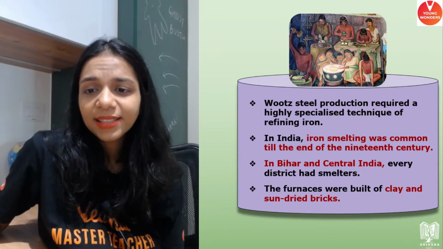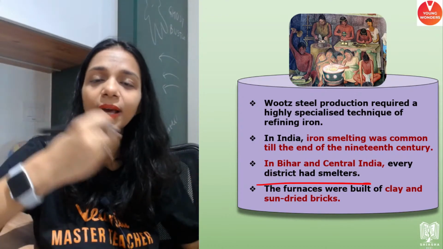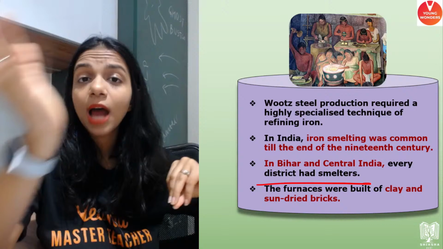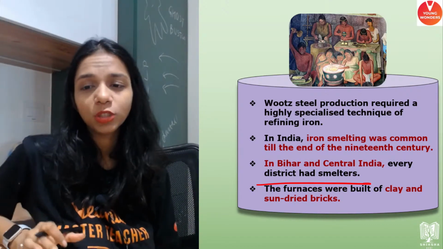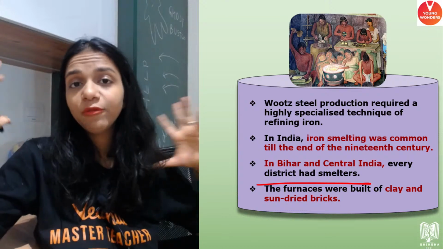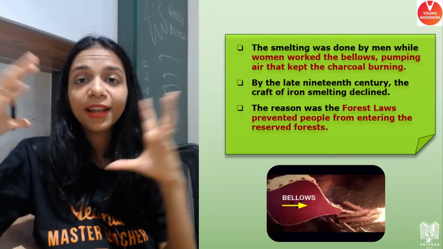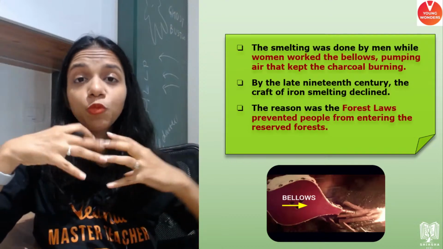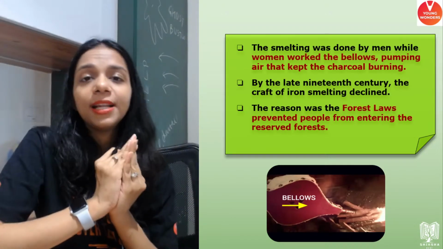Now in Bihar and central India, every district had smelters. South India में अगर आप चलने लगोगे तो every other household had iron smelters who had the knowledge of how to make wood steel. The furnace that they would build would be behind their houses, made up of clay, sun-dried clay. Smelting जो पूरा process था, it was usually done by men, and the bellows was handled by women.